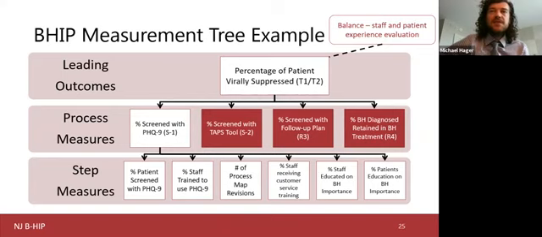Something else that you see in the top right corner is about balance. So let's think about other intended or unintended consequences to the work that we're doing. So we can see in our step measures how it's very closely tied together that staff receiving customer service training is related to their ability to deliver the PHQ-9 effectively. But let's think about the balance side of things.